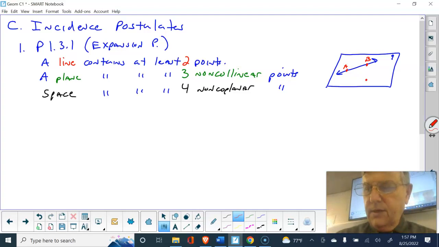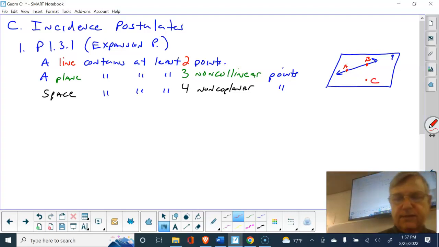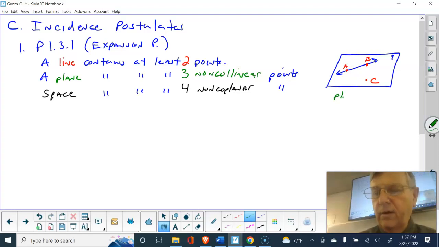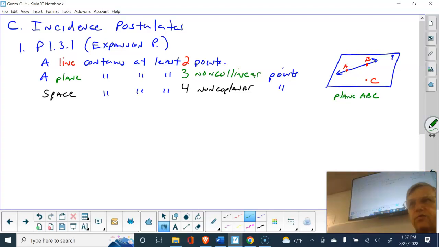Take your red and take another point outside or off of the line and in the plane and make it C. Do you see now how we know where plane ABC is? Right? Because we have 3 non-collinear points.